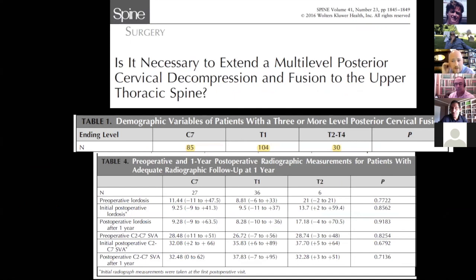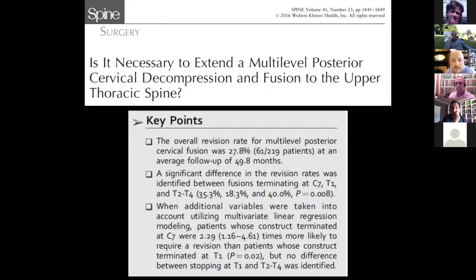And then when we look at how they broke it down and the conclusions that they made, they separated C7 and T1, and then for some reason, 30 patients in the T2 to T4 category were excluded from T1. But if you look at the revision rate between those, which is, again, the second key point here, those T2 to T4 patients had a 40% revision rate, which is greater than the C7 patients. So why weren't they included in the thoracic junction category?